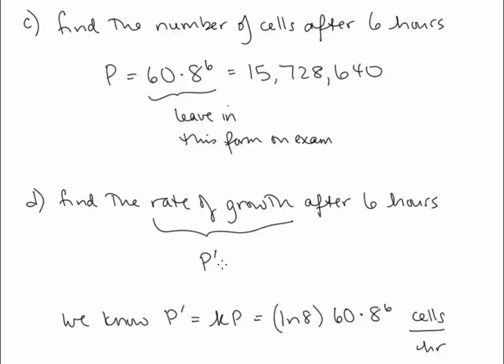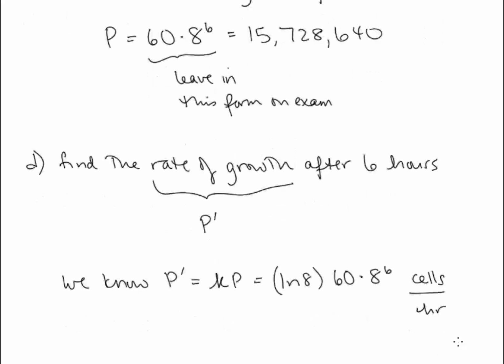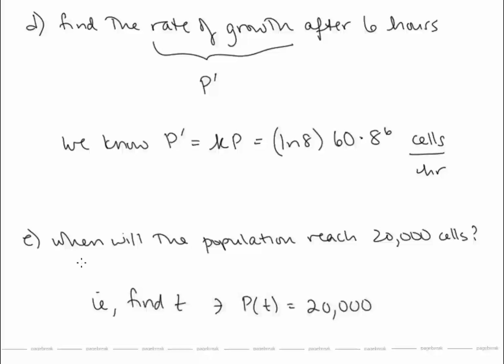Well, what do we know about P prime? We know that P prime is equal to KP. K is equal to ln 8. P after 6 hours is what we found in part C, that's here. So that's 60 times 8 to the 6th. So P prime, our rate of growth, is equal to ln 8 times 60 times 8 to the 6th cells per hour. And part E, when will the population reach 20,000 cells?